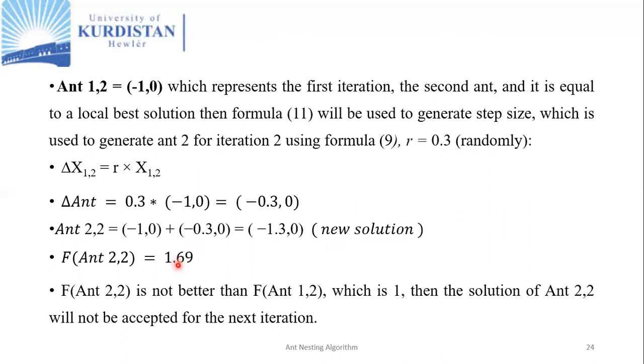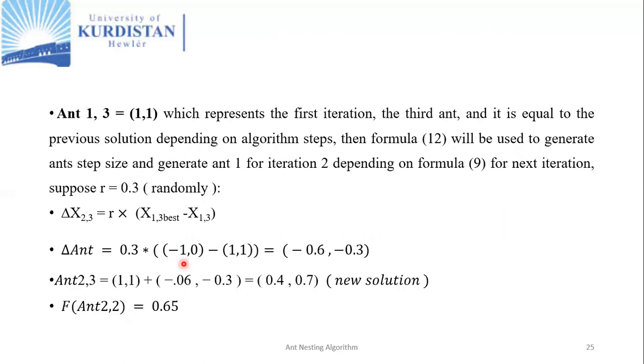The fitness for the new solution is 1.69. So this is greater, so it cannot be accepted for the next iteration. So we keep the existing one. Now for ANT3, this is equal to the previous solution according to the table.